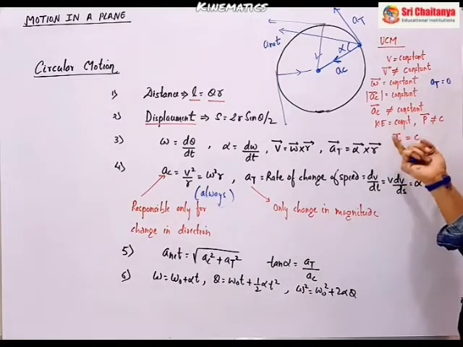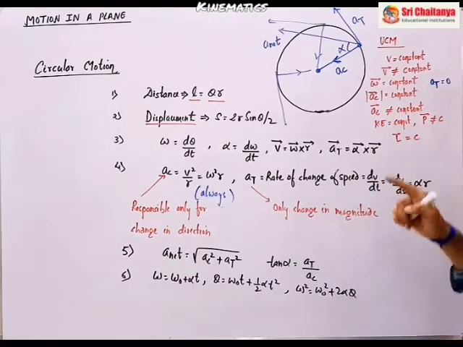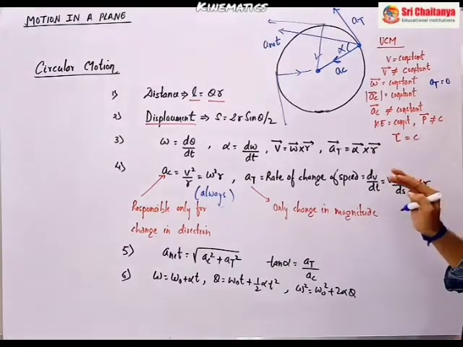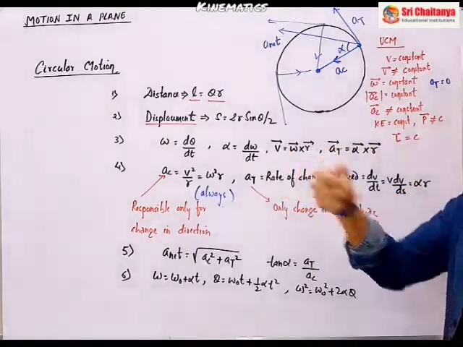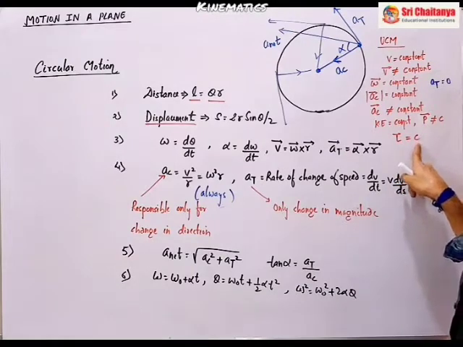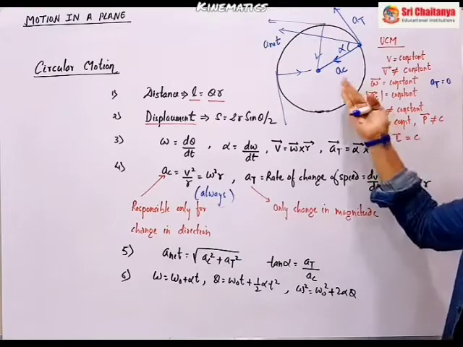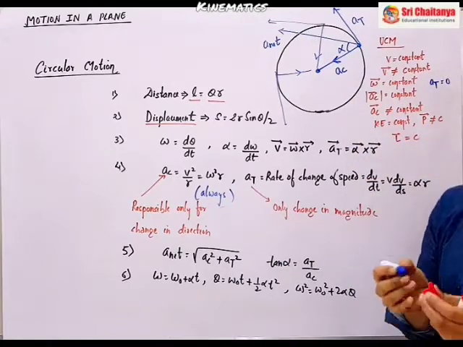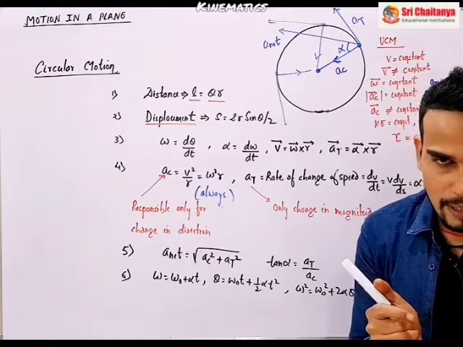Speed is constant, that means kinetic energy will be constant. Kinetic energy has nothing to do with direction. But momentum will not be constant, because momentum is a vector, so it will depend on direction. But angular momentum will again be constant, because angular momentum is I omega, omega vector is constant, so L vector will be constant. So this is what uniform circular motion means.